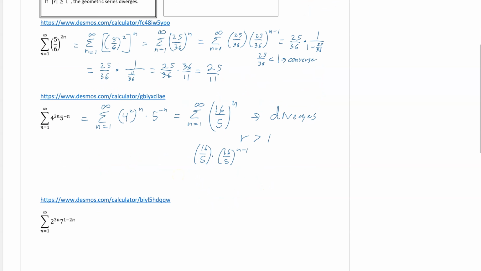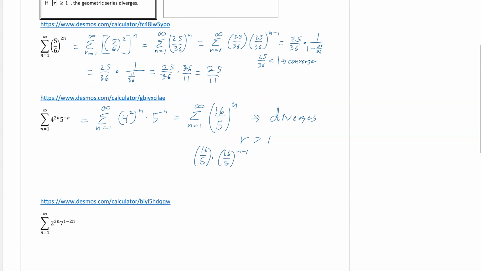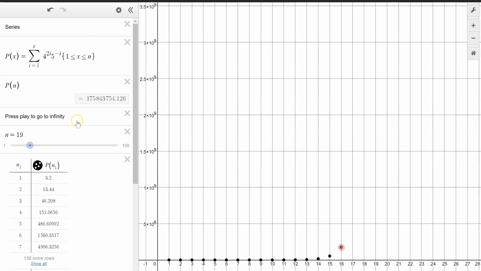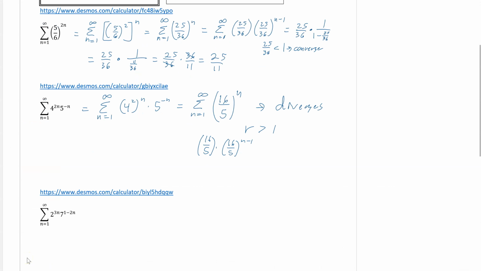All right, let's try now the most complicated. Oh, wait. We've got to check it. So you see if I hit play, it's just going off. Off to infinity there. So it's diverging. All right, so let's try one more.